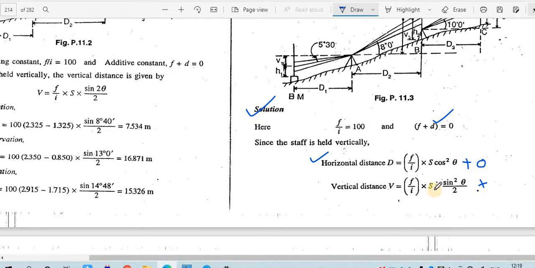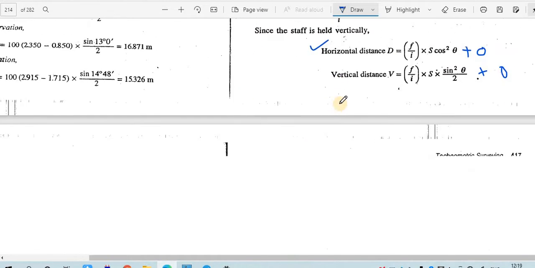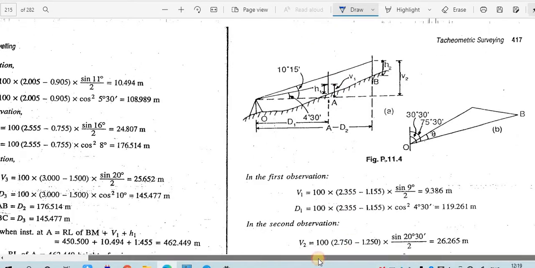Similarly, in vertical distance, the formula is (f/i) × s × sin²θ plus (f + d) × sin θ, but because the additive constant f + d is 0, that term directly becomes 0. These two formulas we will use to calculate the reduced levels of points A, B, C and the distances between A, B and B, C.